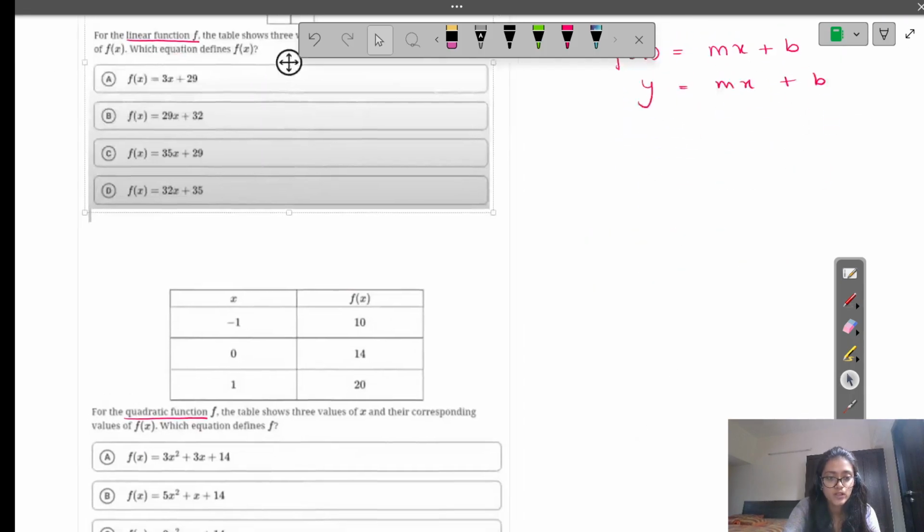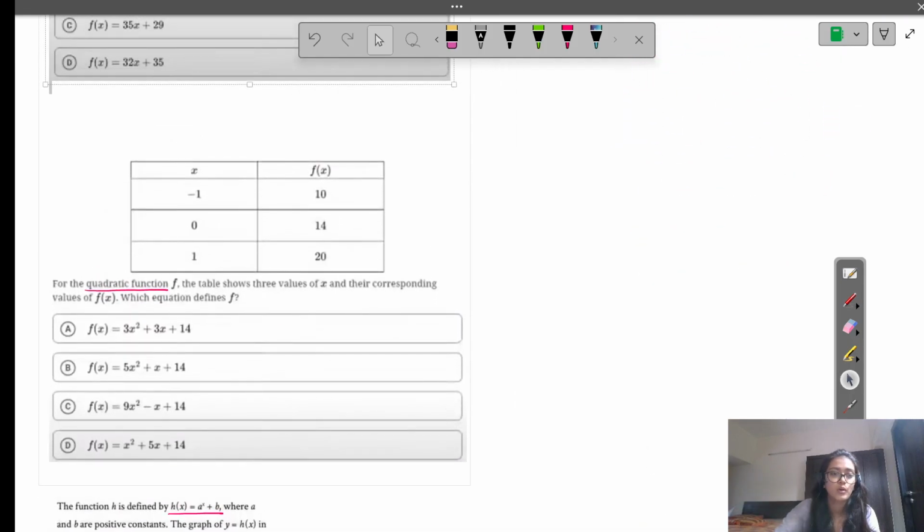Okay, let's go to the quadratic function question. Here we have a quadratic function, and which equation defines f? Again they have given us 3 ordered pairs. These are the x values, these are the y values. For a quadratic function you know that it's given by y is equal to ax square plus bx plus c. So we will do the same thing.